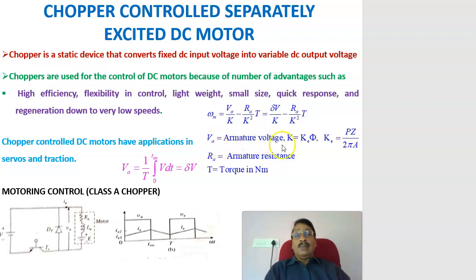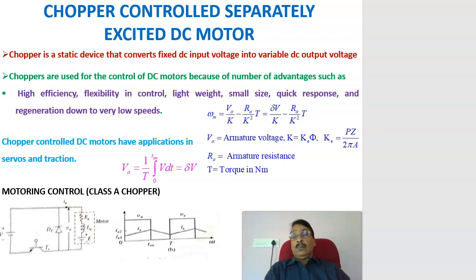Here VA is the armature voltage, and the constant K equals KE into phi, where KE is given by P divided by 2 pi into A. A is the number of parallel paths and P is the number of poles, that is, the total number of conductors. RA is the armature resistance, and T is the torque in Newton meter. By controlling the duty ratio delta, you can control the speed of the separately excited DC motor by using this chopper.